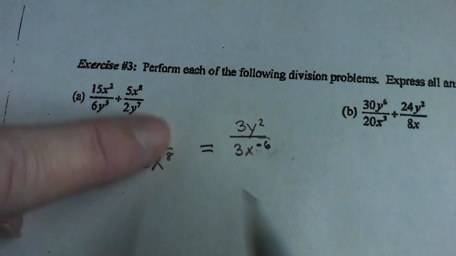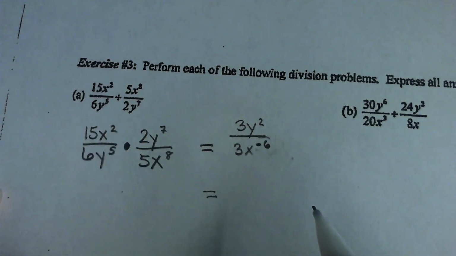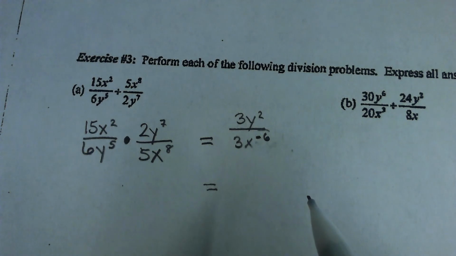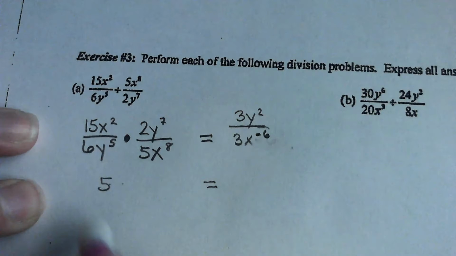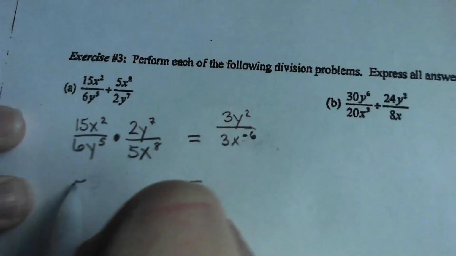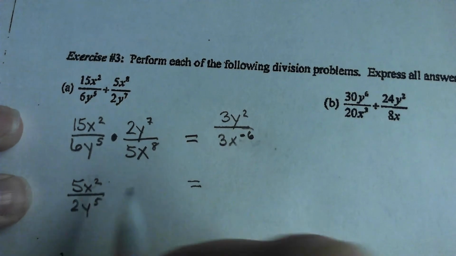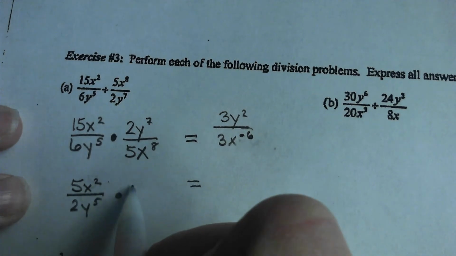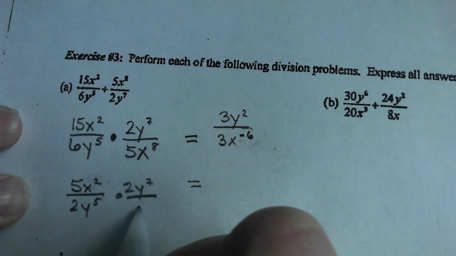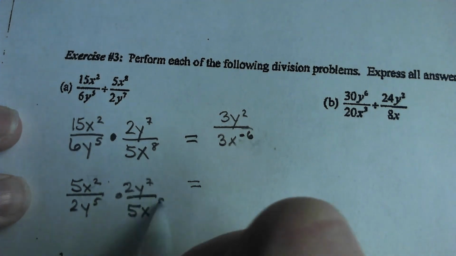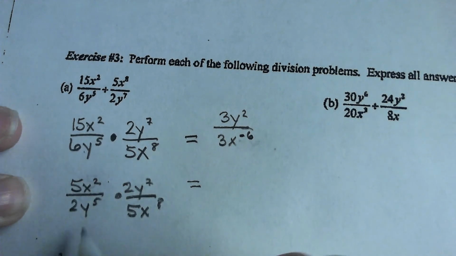Angie, what'd you get? Stuck where? Say that again. 5x squared over, okay. So you didn't do anything to that, but you reduced this one by 3 and 3. So that's all you could do.